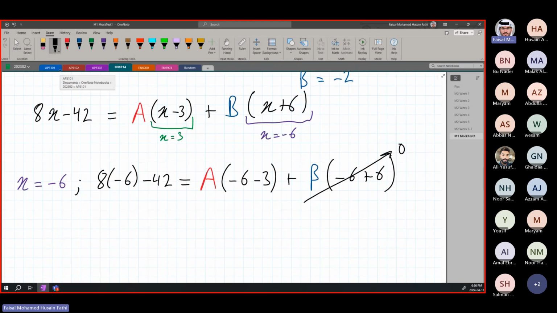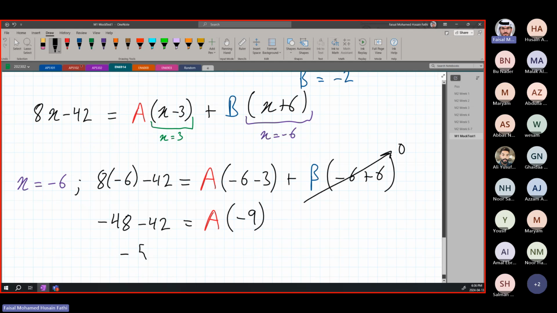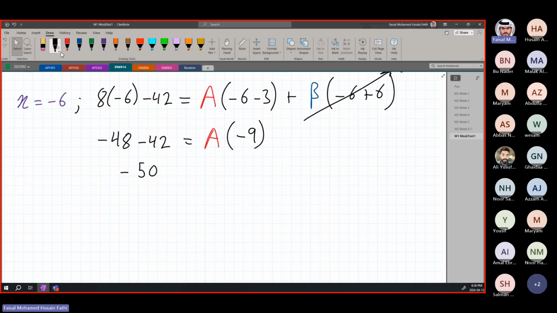8 times 6 is 48 with a minus. So that's minus 48 minus 42 is equal to a times minus 6 minus 3, which is minus 9. Minus 48 minus 42 is equal to minus 90. Sorry about that. Minus 90, which is equal to a times minus 9. So now we could just solve for a.